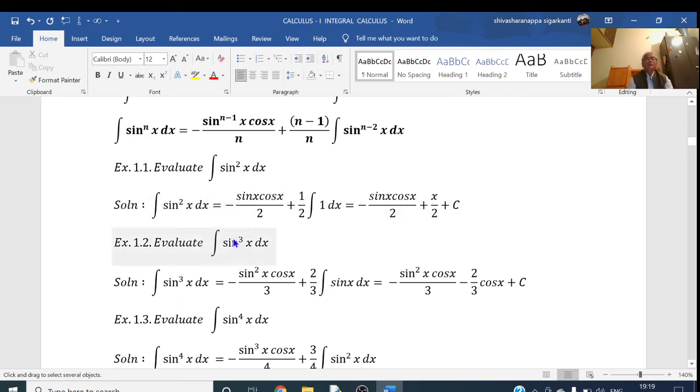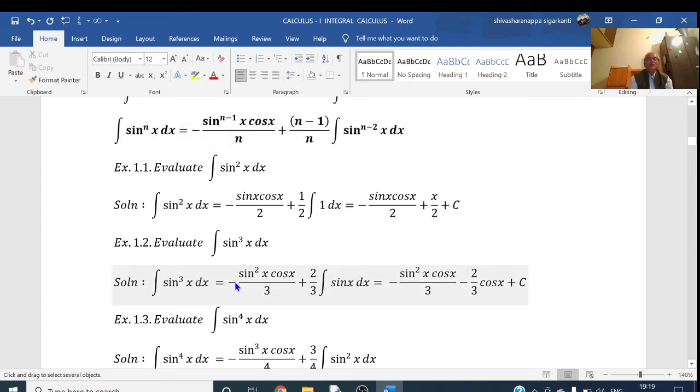Integration of sin cube x dx. Here n equals 3. If I put n equal to 3, what I am getting here is minus sin square x cos x by 3 plus (3 minus 1)/3, that is 2 by 3, into... my n is equal to 3 here, 3 minus 2 is 1. So the integral of sin x dx.